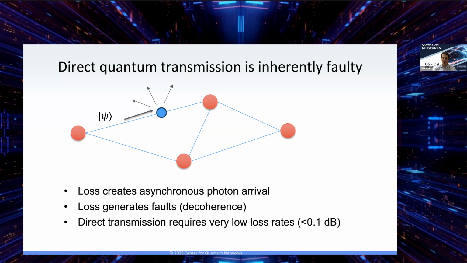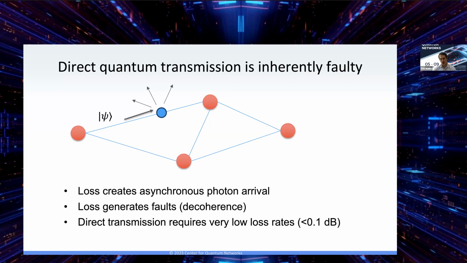It may arrive at different times, and that's problematic, particularly when you're trying to do quantum processing, where you collect information from different nodes. But more importantly, loss generates faults. When you lose a photon out of the network, that is a source of leakage of which-path information into the environment. And that fundamentally means that there's decoherence.